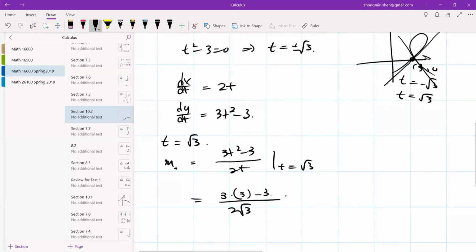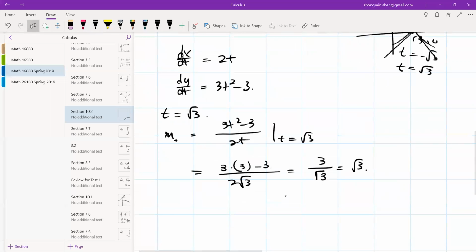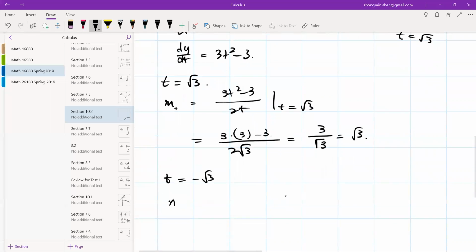So after you simplify it, you get 9 minus 3 is 6, and 6 divided by 2 is going to be 3. Or you can also simply write it like this. When t equals negative square root of 3, it's a slight difference. The only difference is the denominator, 2 times negative square root of 3. So the answer will be negative square root of 3.